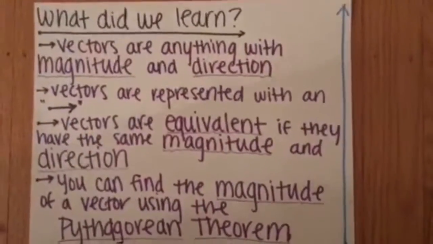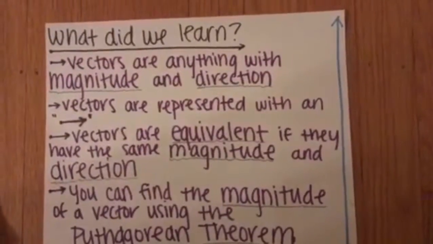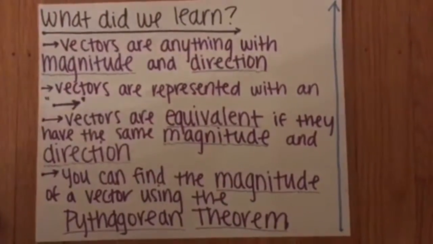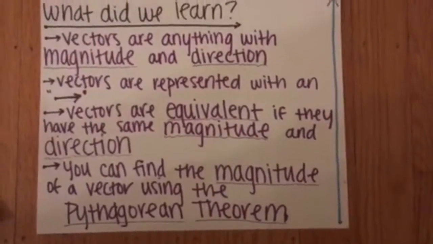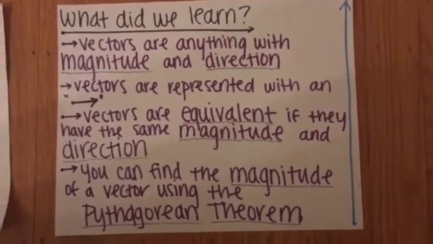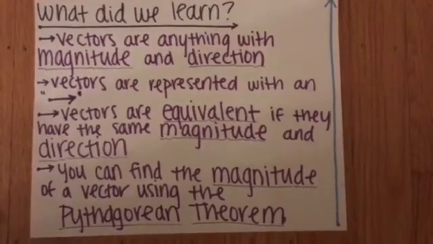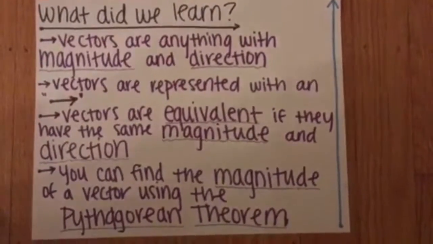What did we learn? Vectors are anything with magnitude and direction. Vectors are represented with an arrow. Vectors are equivalent if they have the same magnitude and direction. You can find the magnitude of a vector using the Pythagorean theorem.